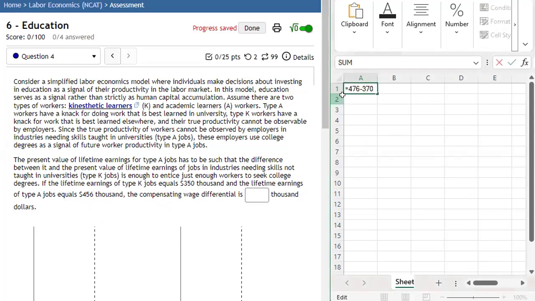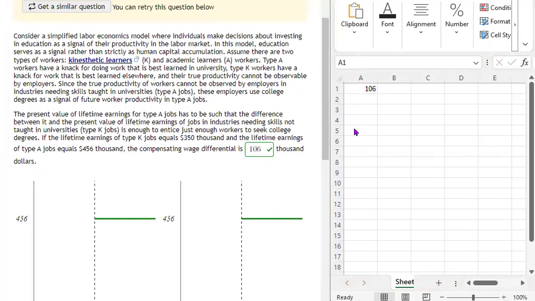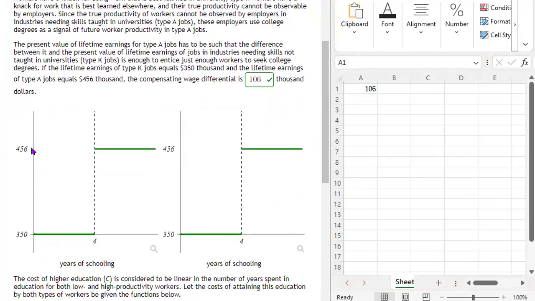So we're going to take their difference, 456 and 350, and we get 106, right? $106,000 is the wage differential. And now when I hit enter, after entering this number, $106,000, I get a height at 456. This is $456,000. I get that in both graphs. I also get the $350,000 in both graphs, right?